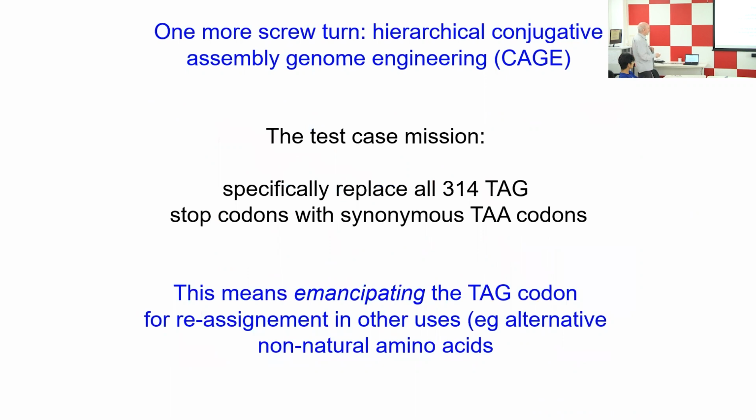In this case, the idea was to replace all the TAG stop codons by the synonymous codon TAA, with the idea of liberating, of emancipating the TAG codon from being a stop codon, so that we can use that codon for other purposes. This is a term that is called emancipation. Emancipation means to take a codon and stop the meaning of that codon under its natural circumstances, and then reassign it for other uses, for instance for encoding alternative non-natural amino acids.